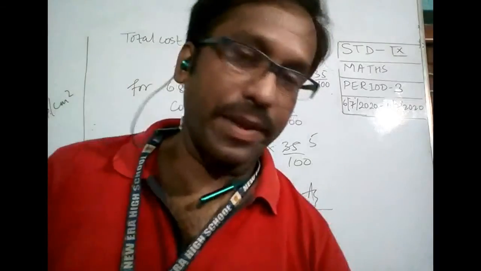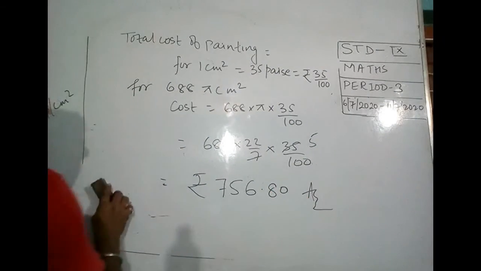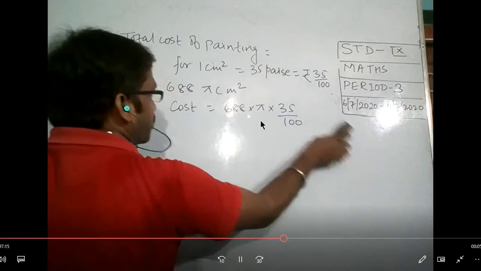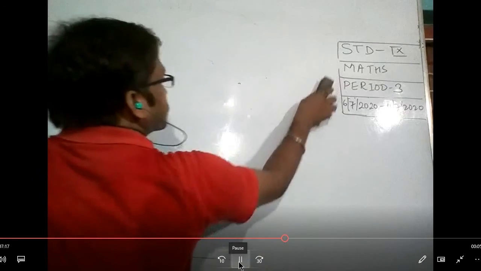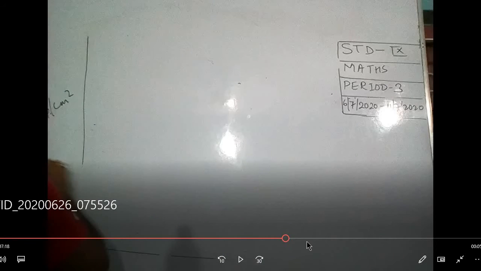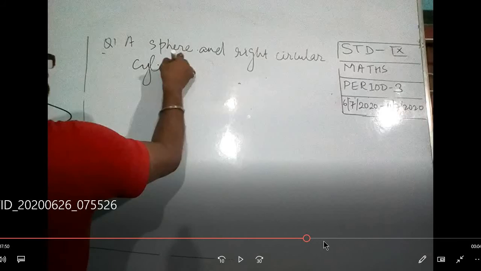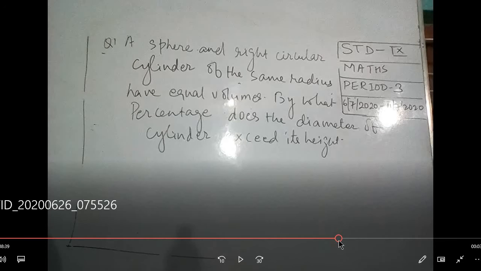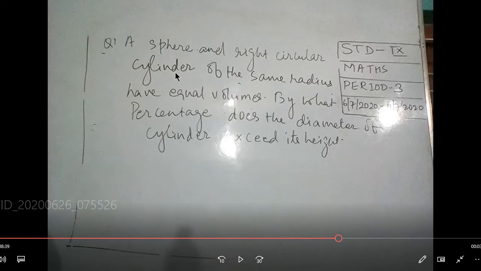We have understood about the hemispherical shape. Now we'll solve one more question here. See, I'm writing this question here, where it is saying that a sphere and a right circular cylinder are on the same radius. That means the radius is the same for the sphere as well as for the cylinder. They have equal volumes also. Then they are asking, what percentage does the diameter of the cylinder exceed its height?